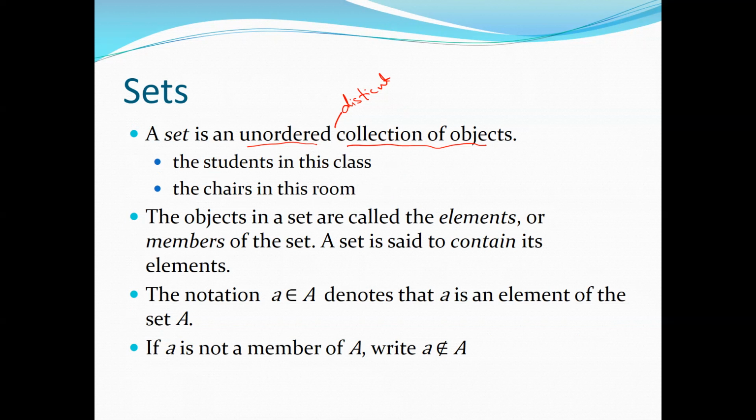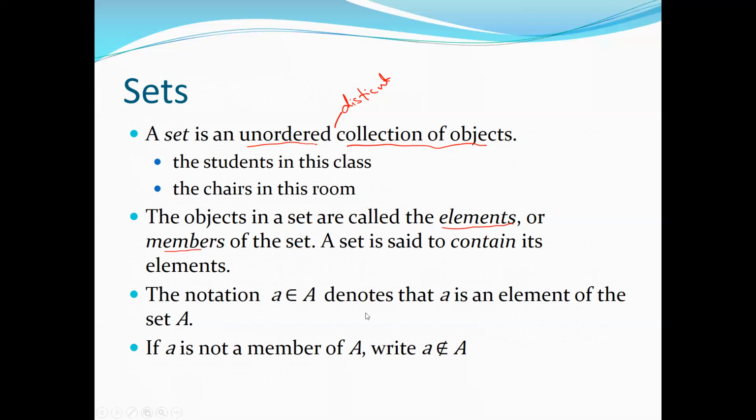In one class there is only one student at one time. No student has its own copy, right? Similarly, the chairs in this room are another example of a set. So the object is a set. The objects in a set are called the elements. Whatever the objects are in the set, we call them the elements or members of the set, right?